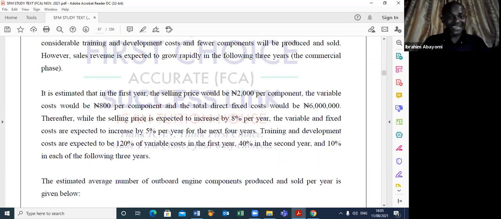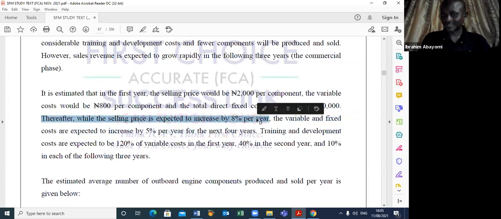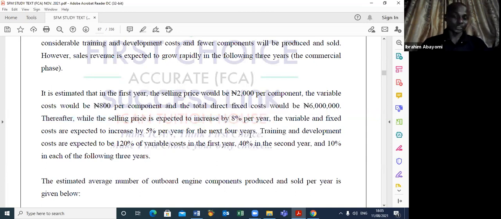Thereafter, the selling price is able to increase by 8%. Please, this is not inflation. This is growth rate. There's a difference between growth rate and inflation. What the question gives you here is growth rate. We are charging 2,000 this year. So next year, we are going to charge 2,000 times 1.08. That has nothing to do with inflation. We are the one that is increasing the price, not as a result of price level increase. Okay? So that is not inflation.